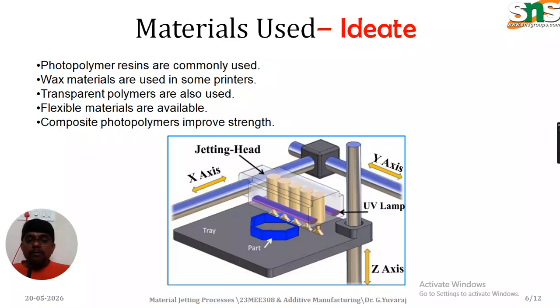Here we have a tray, a pot, and a UV lamp structure, and there are three different directions of movement. One is in the x-axis direction for the jetting head, and another is in the y-axis direction for the movement of the tool. Meanwhile, the platform moves in the z-axis with the help of direction control. That is how composite photopolymers improve strength, with the three different direction movements and the jetting head.